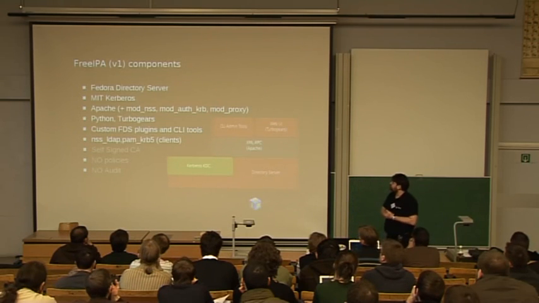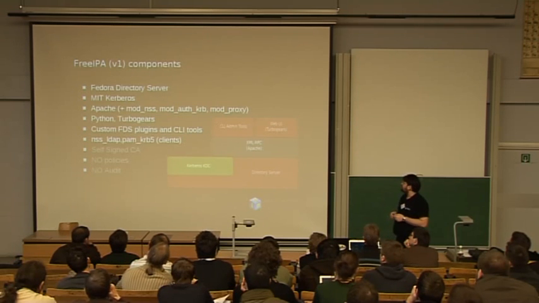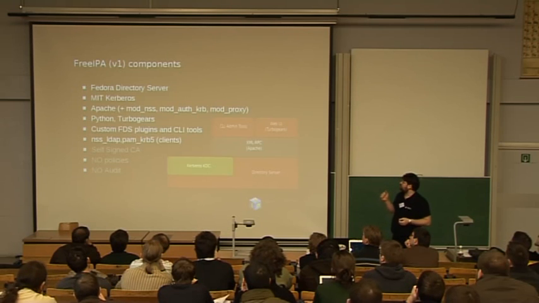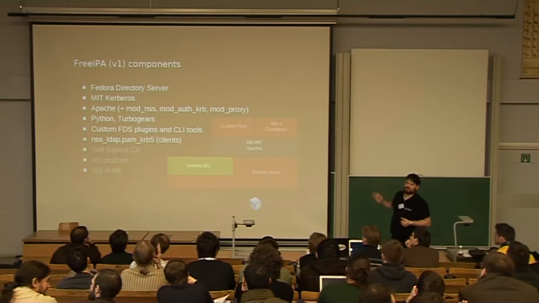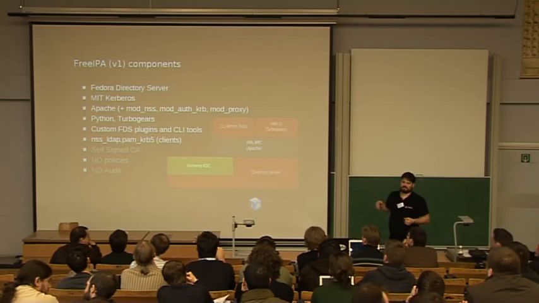Okay, so what are the actual components that we decided to use inside FreeIPA? We start with Fedora Directory Server and MIT Kerberos. We added Apache on top with a bunch of modules that we use by default. Modern SSL is used instead of Modest SSL.